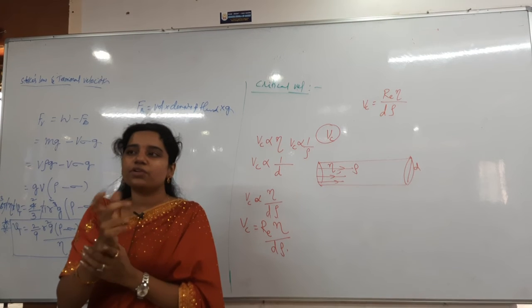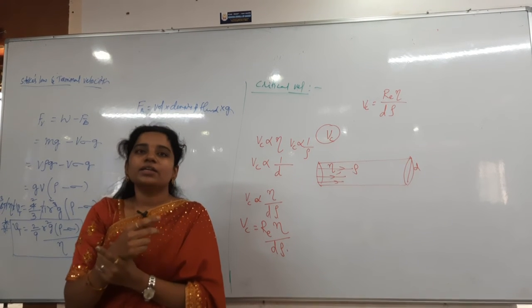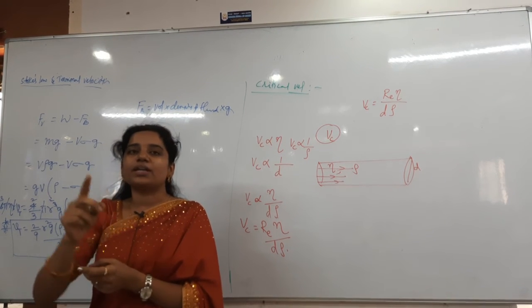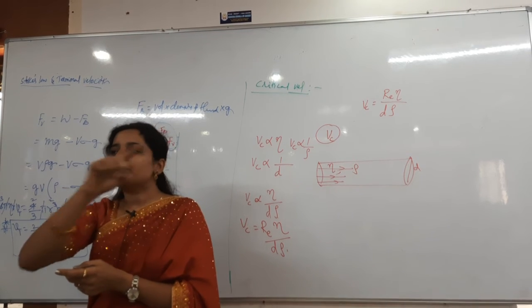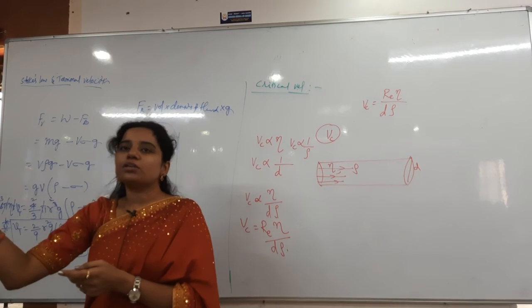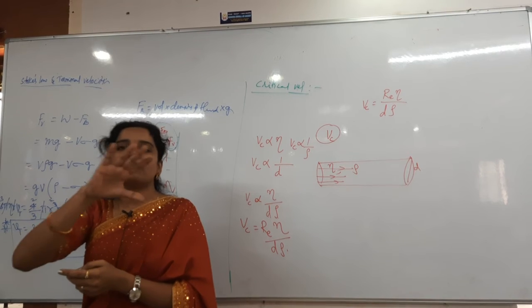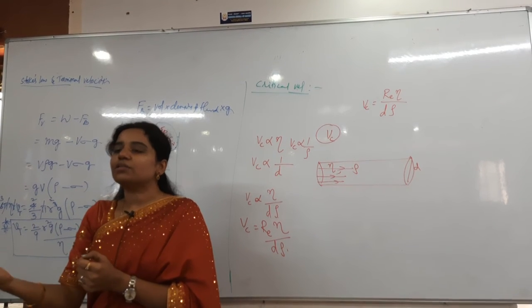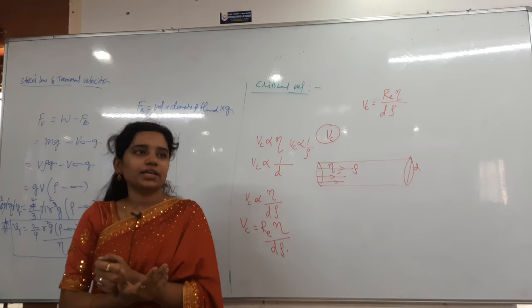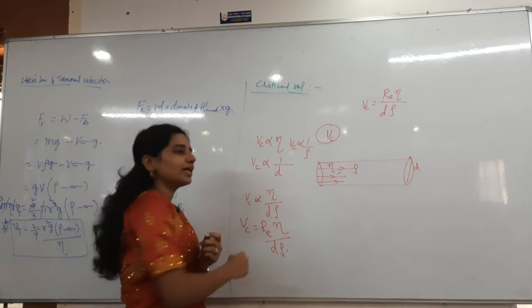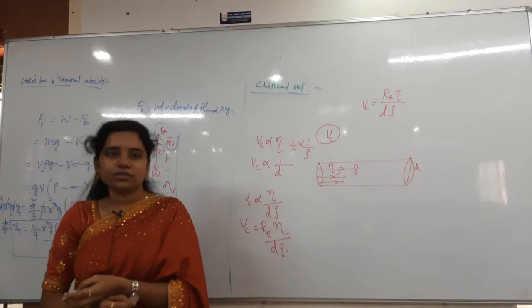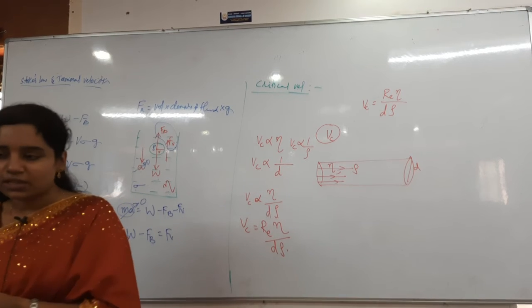What do you mean by steady flow and unsteady flow? I said already: for steady flow, at one point the velocity will be the same for all the molecules crossing that point. Unsteady means different velocities will be there. Clear? The Reynolds number will give the idea about the flow. We will discuss that. First of all, write this critical velocity.